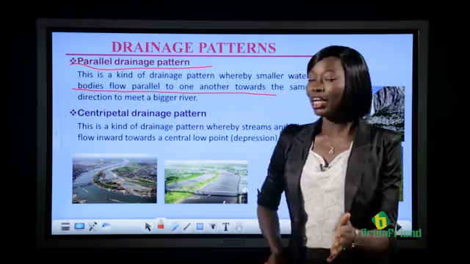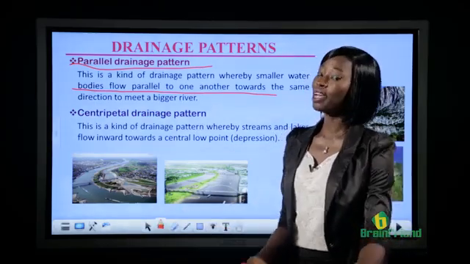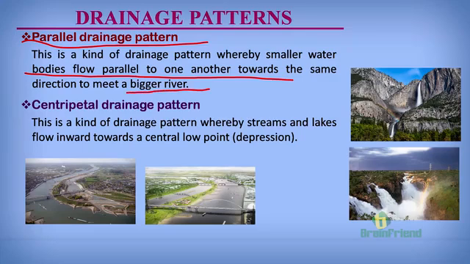They are flowing along the same path towards the same direction to meet with a bigger river. This is what a parallel drainage pattern would look like. You have smaller water bodies flowing along the same path. This is a water body flowing along this path. You could have another one flowing along this path. What you're saying is they are all flowing along the same path to meet with a larger river that could be somewhere ahead. This is just an illustration.